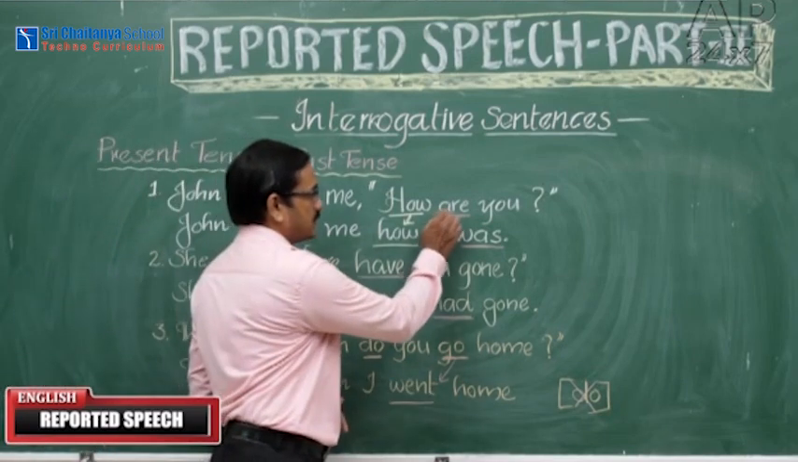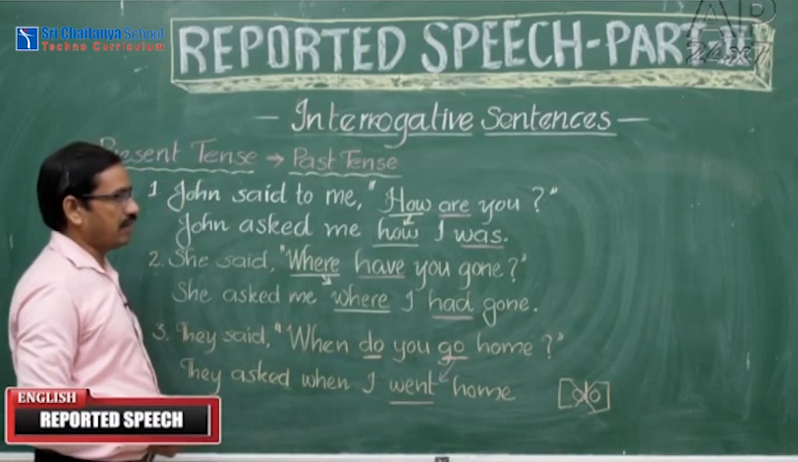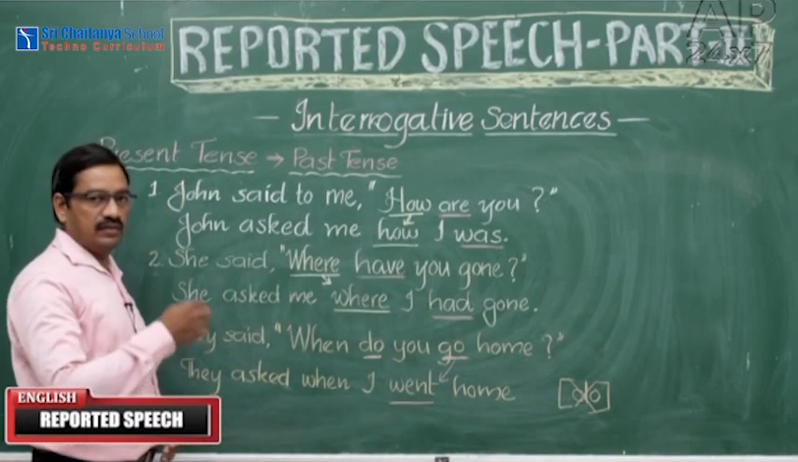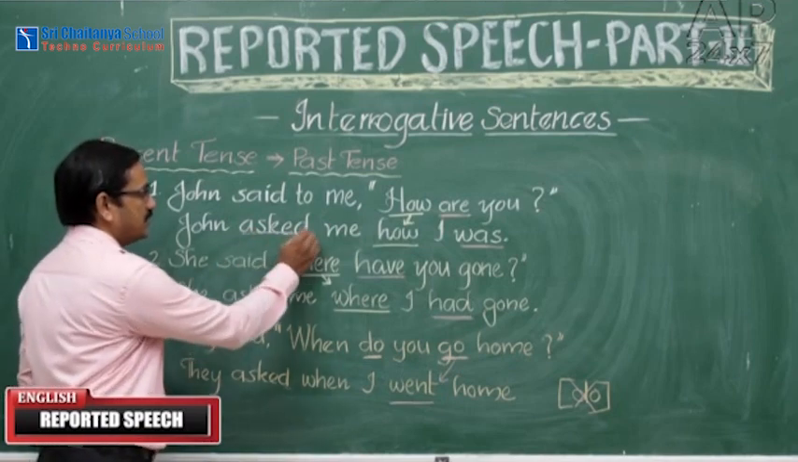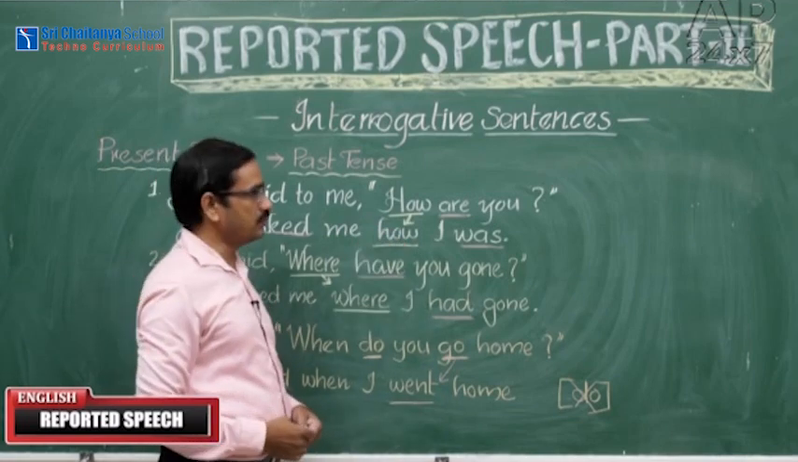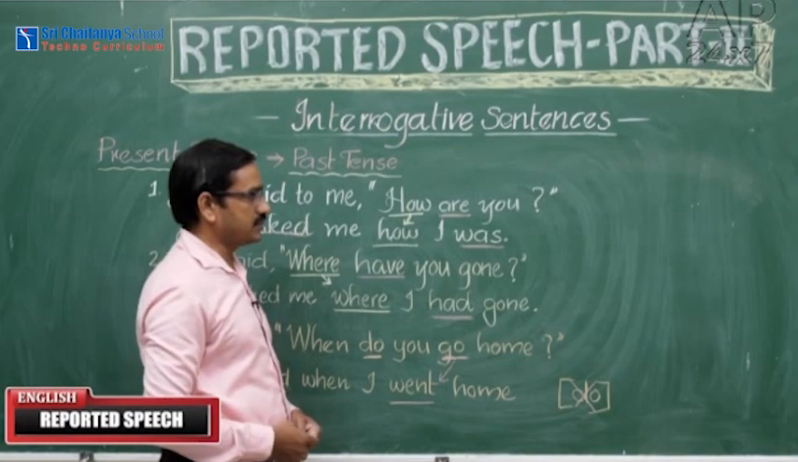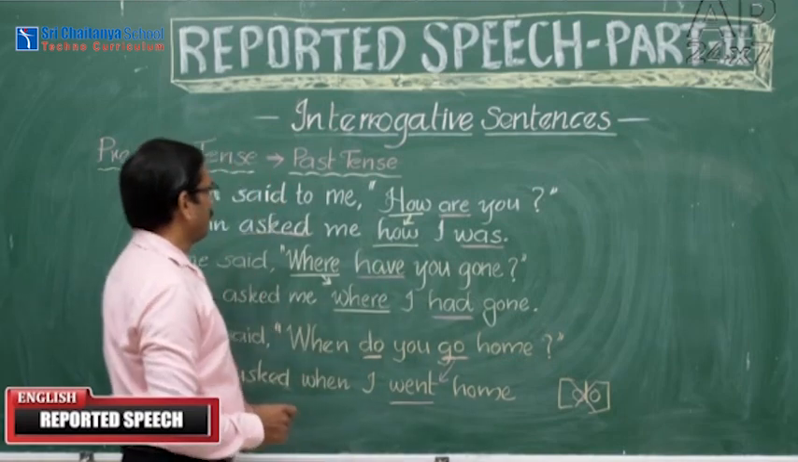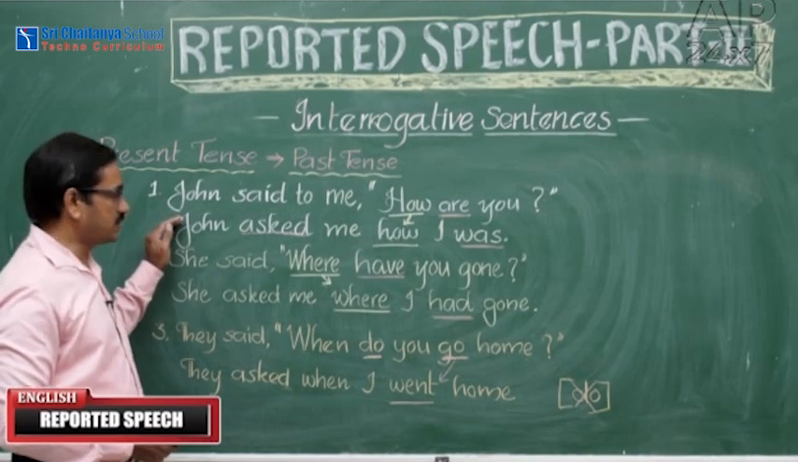So this is a present tense form. We have to change into past tense, and we have to follow the other rules of changing the interrogative. Asked is added here, and the same WH is repeated, how, and are present tense became past tense and the full stop. So John said to me, how are you? John asked me how I was.